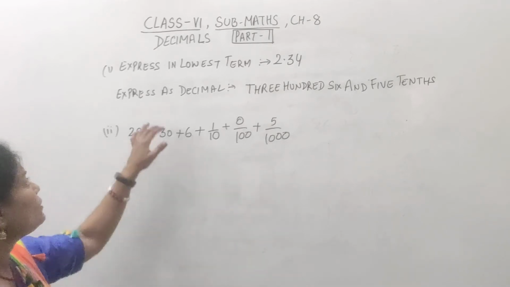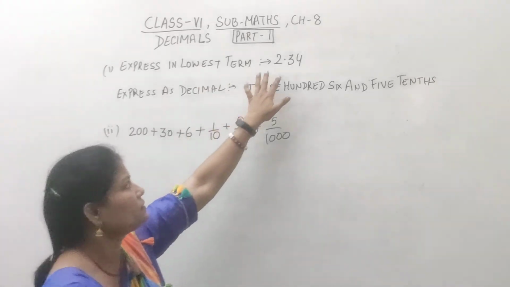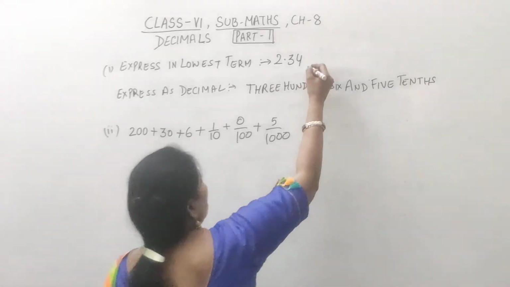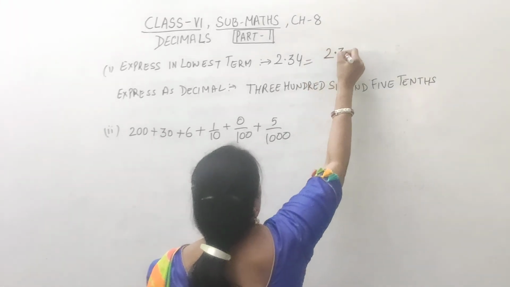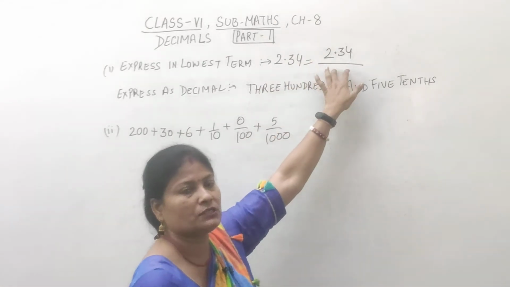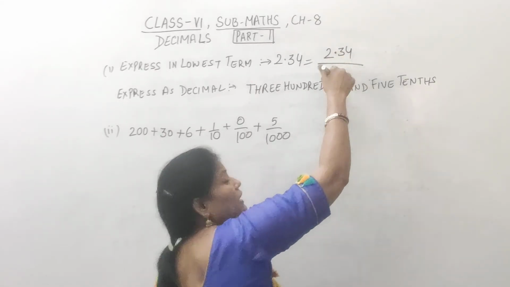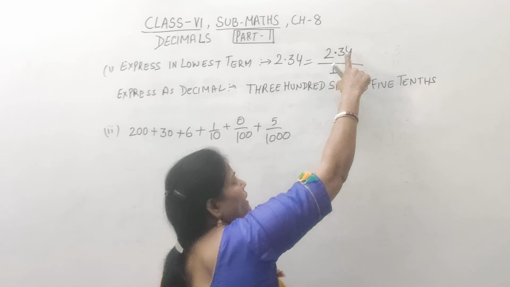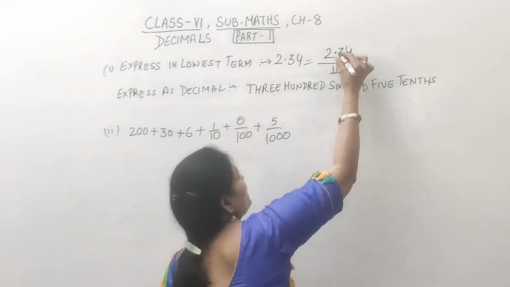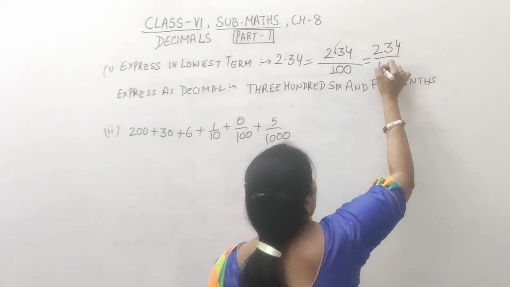Yes, children? Now move to the next topic, express in lowest terms. If any question is given in decimal, how do we convert it into lowest terms? I have to write down here 2.34 upon, because I have to convert the decimal to a fraction. How do I convert? See, children, whenever we remove the decimal, we put 1 and after that zeros. How many zeros will come? 2 digits are there after the decimal. So, I will put 2 zeros and I have to remove the decimal. So, I can write down here 234 upon 100.